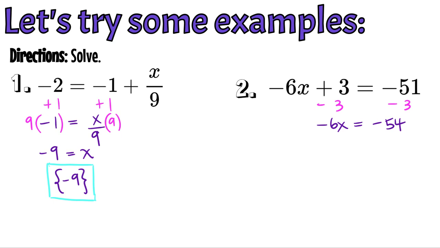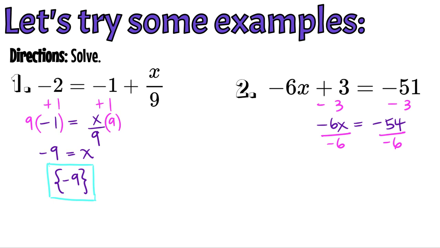All right, so now that we have isolated the term that contains the variable, so -6x, we want to isolate x itself. So what is happening? We want to think about what operation is happening. We are multiplying -6 times x, which means to undo that, we want to divide by -6. So we're going to divide by -6 on both sides.